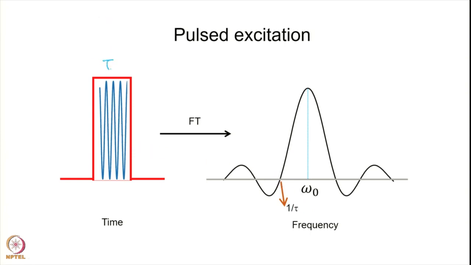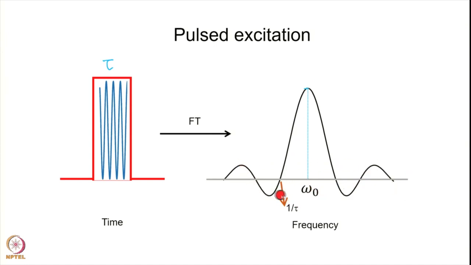So this is the time tau. For the time tau, if I apply it, then at 1 over tau this comes to 0, and it is a maximum at its individual frequency, which is omega naught. It has a maximum here and it decays at different frequencies. So the electronics, this process of starting and truncating the RF at a particular point in time, generates a frequency domain profile which is like this, with different frequencies having different amplitudes. This is called a sinc function.